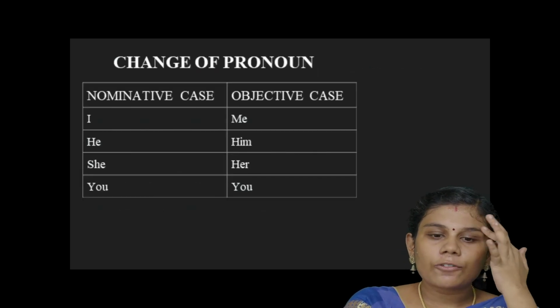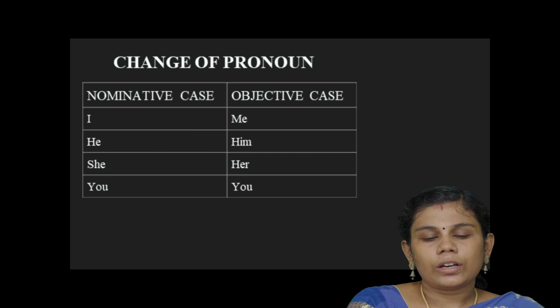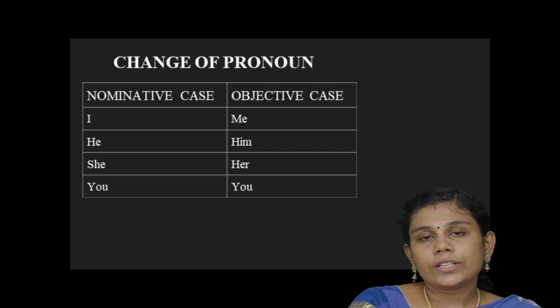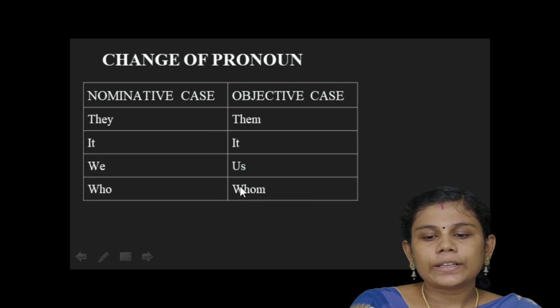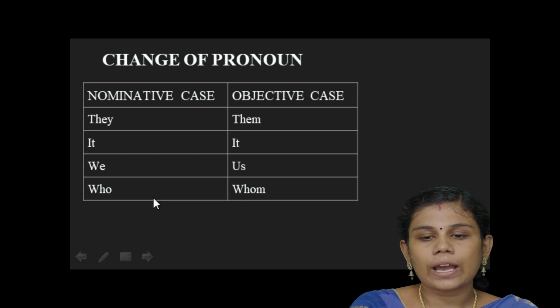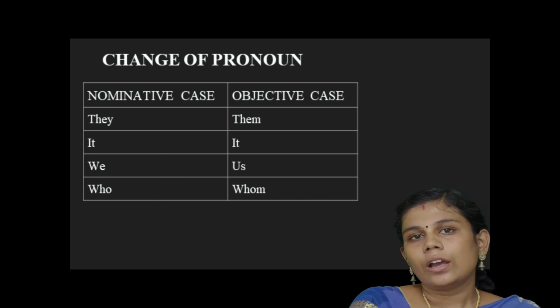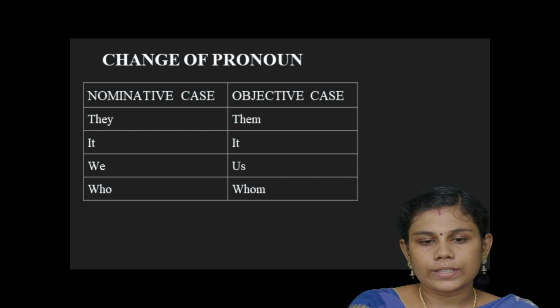And in the change of pronoun, if the active voice subject is I, we have to use me when we change that into passive voice. I should be replaced by me, he should change into him, she into her, you, they into them, it, we into us, who into whom. So these are the changes we have to concentrate on when we are changing active voice into passive voice.